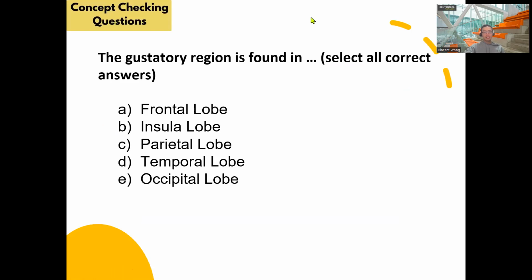Okay, gustatory region is found in the, let's try that.